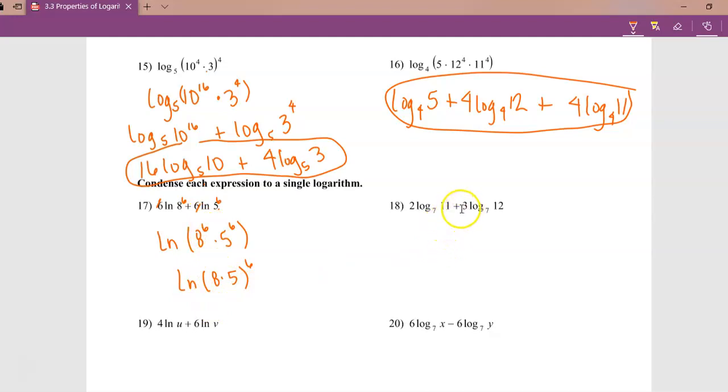Okay. Again, we have a plus here, so these numbers in front are going to become our exponents again, and then we're going to condense them into 1 log base 7. Since it's a plus between, we're going to multiply the 11 squared and the 12 cubed. Okay.